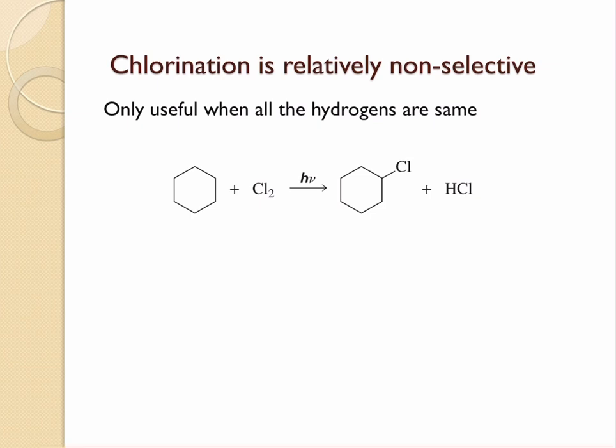Here is cyclohexane and all the hydrogens in here are exactly the same. And therefore, when you do the chlorination reaction, you get only one product. But if I take a compound where there are different types of hydrogens, then it can lead to more than one product.